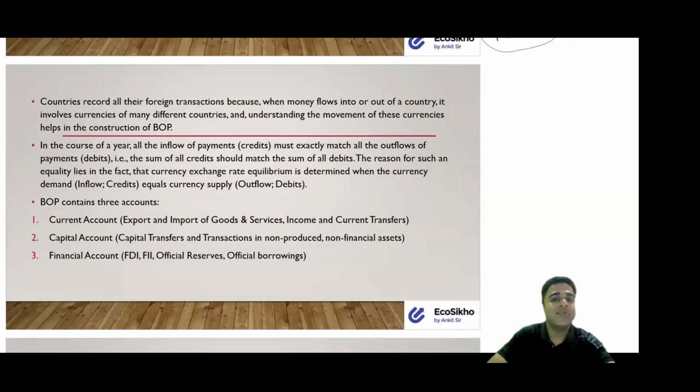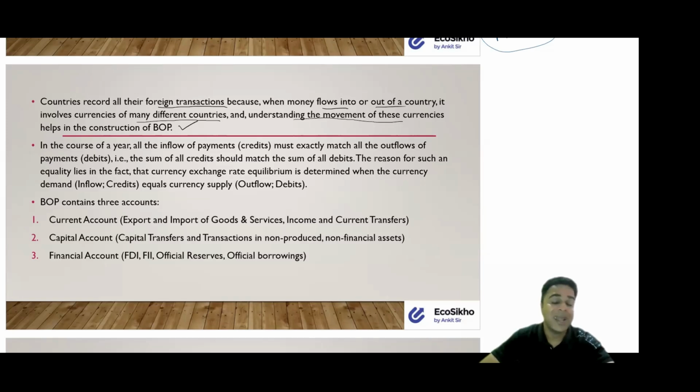Going forward, why does a country need to record all these transactions? Countries record all these foreign transactions because whenever money flows into the country, it also flows out of the country. You are not only talking about your local currency. Instead, many different countries' currencies are involved. And when you try to understand how the movement of these currencies happens, it will help you to construct the balance of payment. So, in essence, we need to understand the movement of these currencies so that we can prepare a balance of payment.